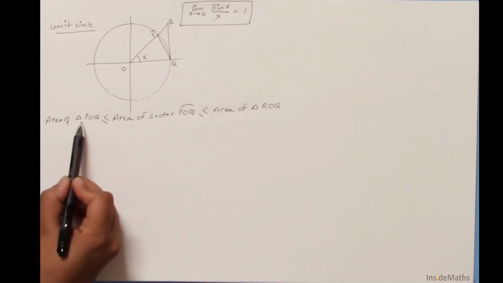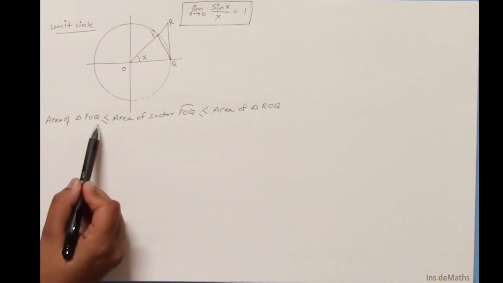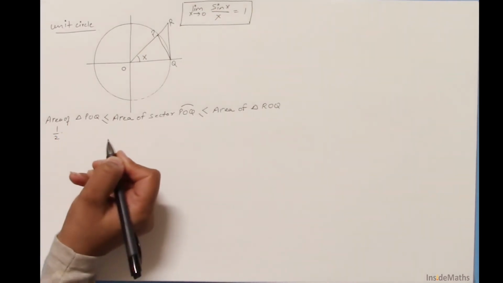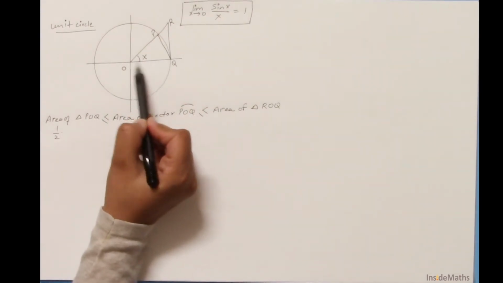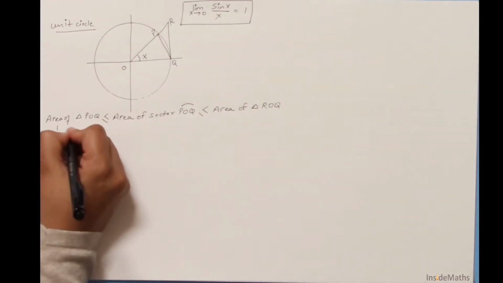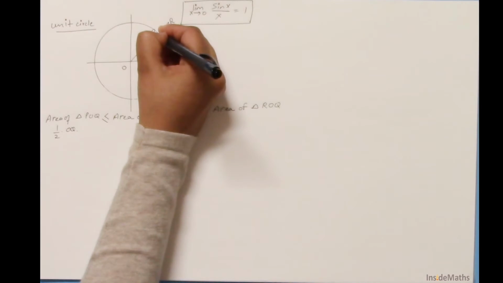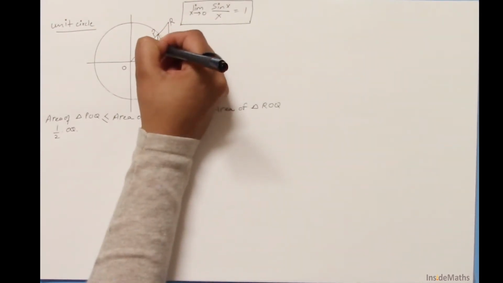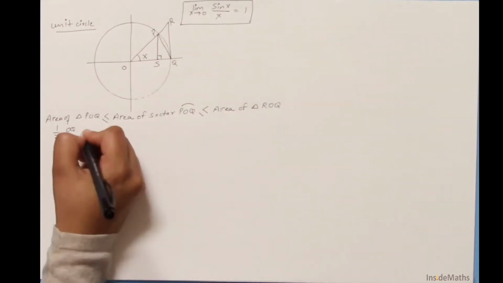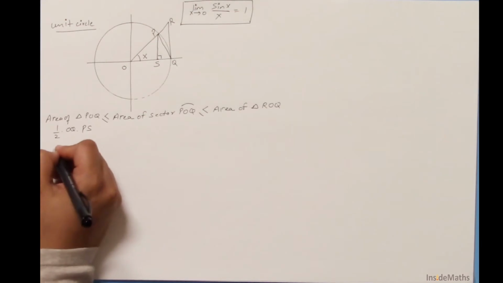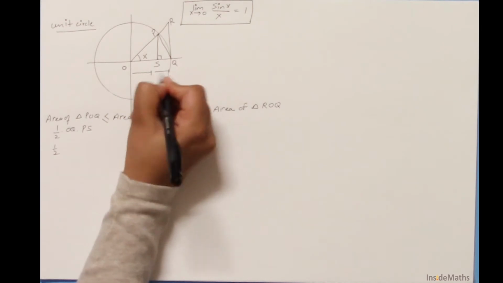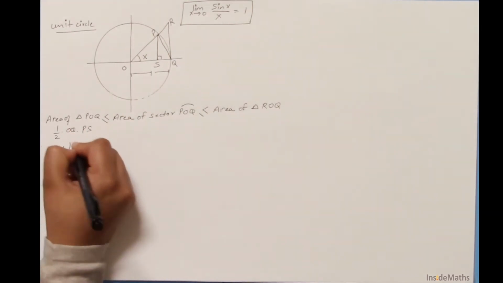Now we have to find the area of triangle POQ, and to find the area of a triangle, I use the formula 1 by 2 base into altitude. Now the base of this triangle POQ is OQ, and the altitude is, let me draw this and name it S, PS. So 1 by 2, our value of OQ is 1, as this is a unit circle and the radius of the circle is 1, so it's 1 into PS.